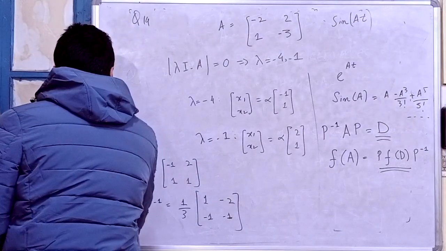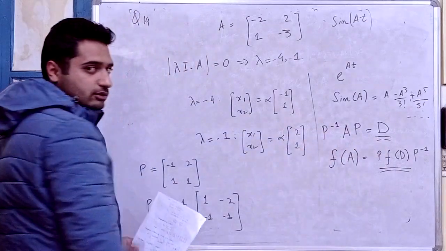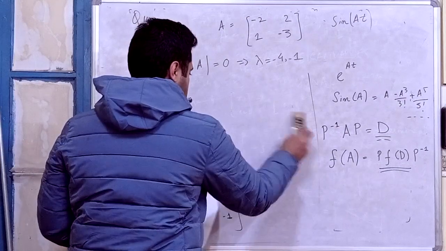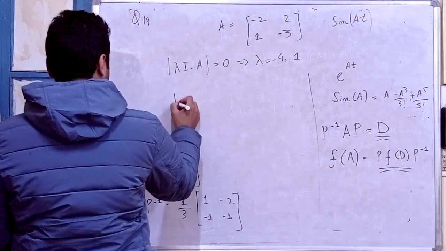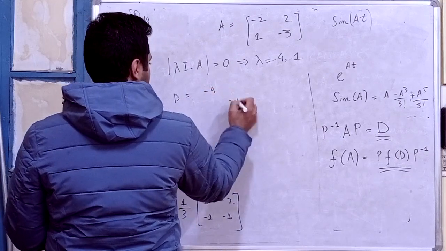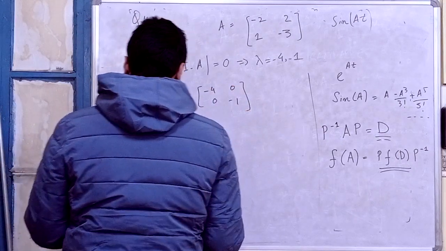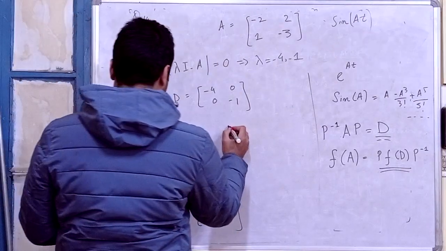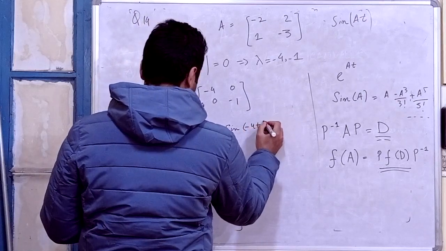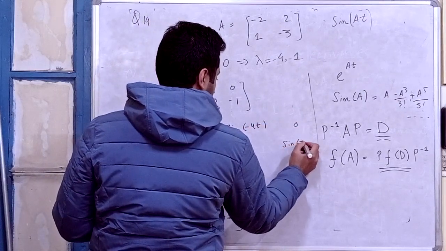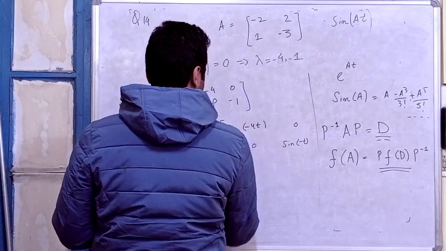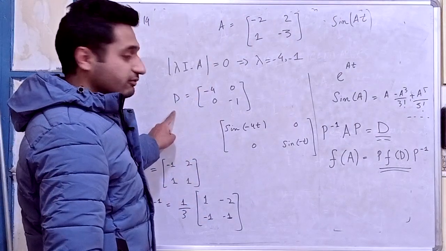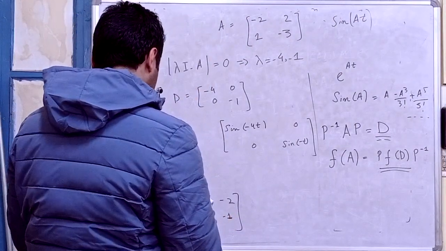So you can have the D. First, what will D be? D will be minus 4, minus 1 on the diagonal, rest zeros. So D is minus 4, minus 1, 0, 0. Now what you can do is, here you can use sine. This you can do to a diagonal matrix, not any matrix. So you have to write A in D form. Then you can write this. Okay?